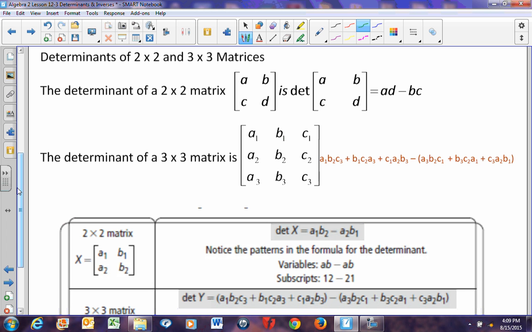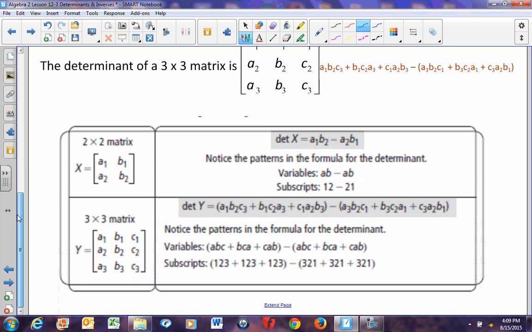There's an easy way of doing this because there's a pattern. Please notice the pattern, and I'll show you. We'll show it at the same time. Notice the pattern. The variables are A times B and A times B and A times B. For a 3 by 3, your variables are A, B, C, then B, C, A, then C, A, B, and then A, B, C, B, C, A, C, A, B. And your numbers are 1, 2, 3, 1, 2, 3, 1, 2, 3, and then 3, 2, 1 and so on.